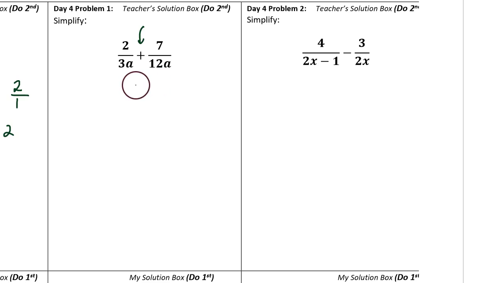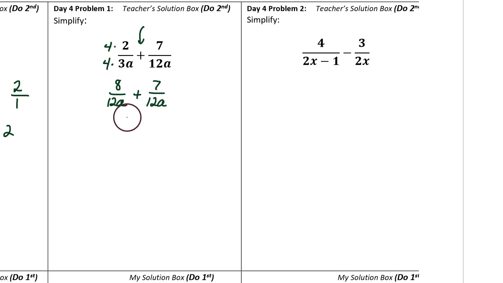To make common denominators, we use the concept of LCM that we studied earlier this year. What is the least common multiple of 3a and 12a? That common multiple is 12a itself, because 3a can be turned into 12a by multiplying it by 4. So let's multiply the first fraction, top and bottom, by 4 to change it into an equivalent fraction that has 12a as the denominator. That would be 8 over 12a. The second fraction we can leave the same as it was.